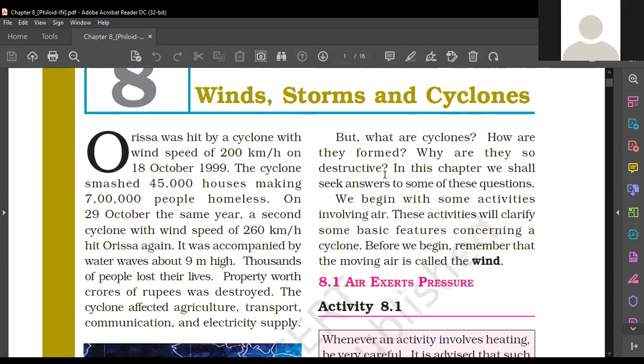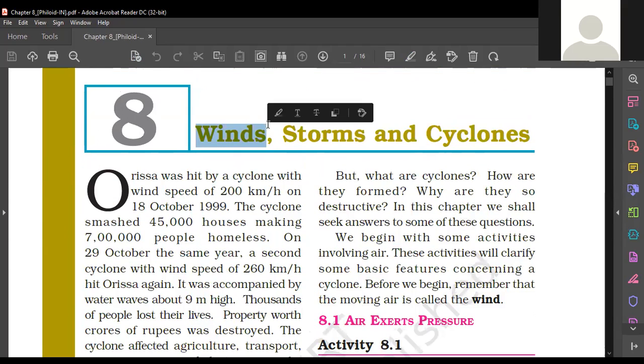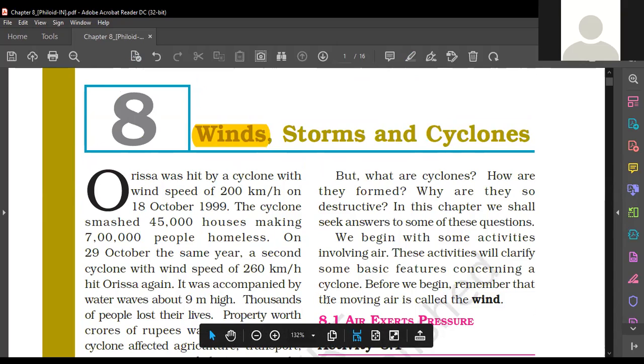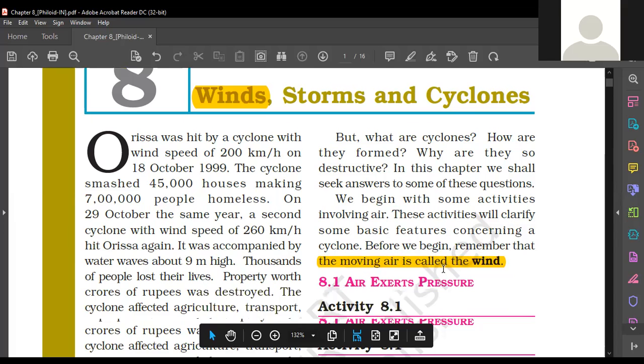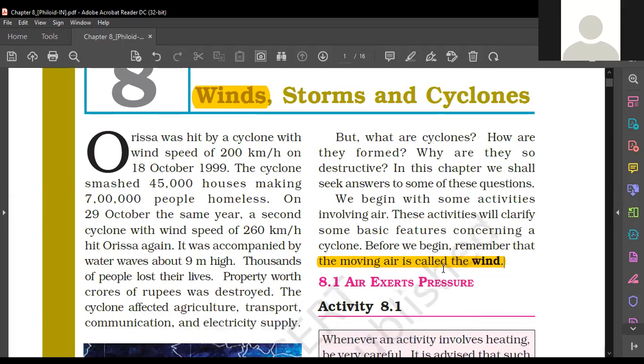Okay. So first, what is the meaning of wind? The moving of air is called wind. The movement of the air is called wind. So what is the air? Air is a gas of oxygen and other combined gases, sir. Air is a mixture of gases.